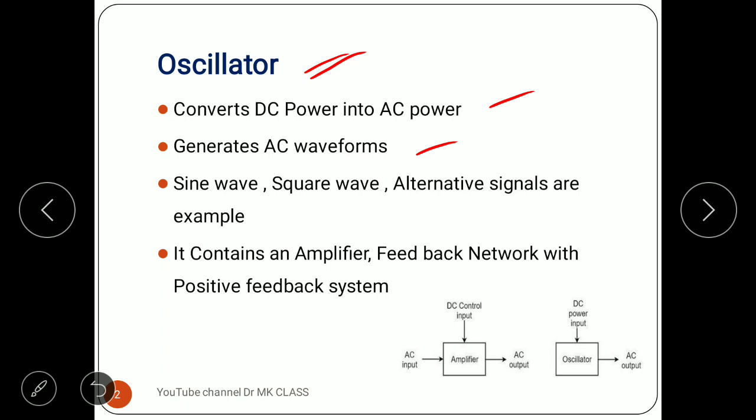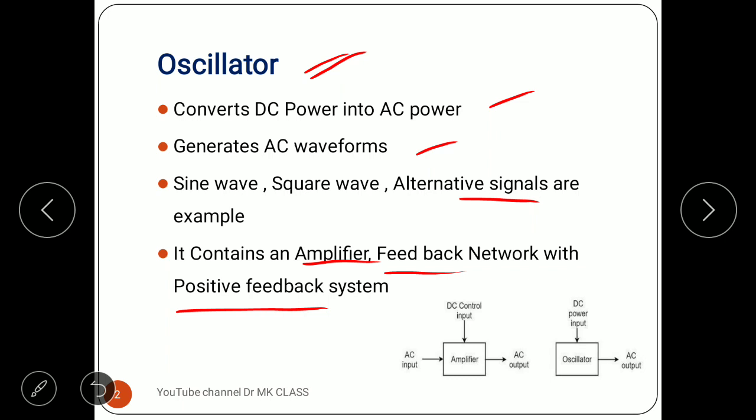So alternating current waveforms, either sine, square, or triangular, different types of waveforms it will generate. A sine wave, a square wave, all alternating signals are examples of the oscillator output. It contains an amplifier, which we studied in the previous videos. It contains an amplifier and a feedback network. We studied this in feedback amplifiers: a positive feedback system where the signal will increase.